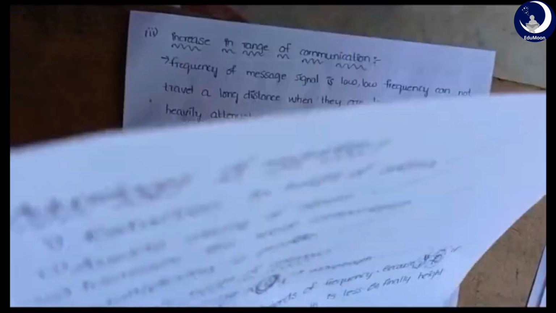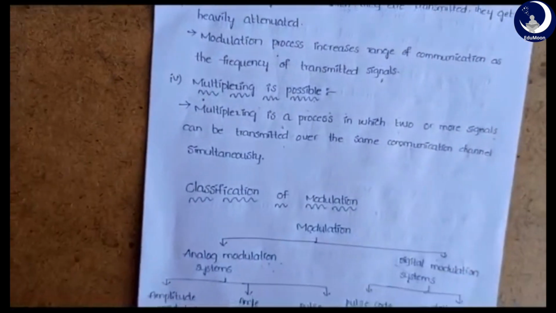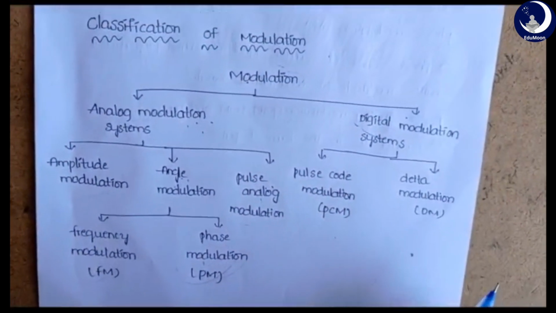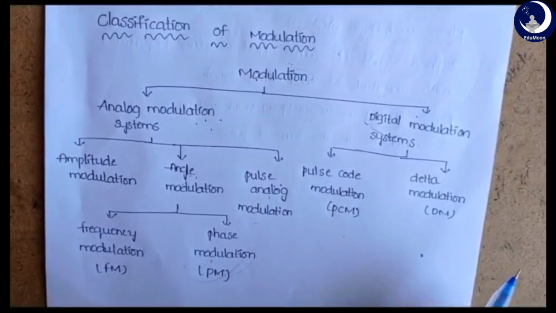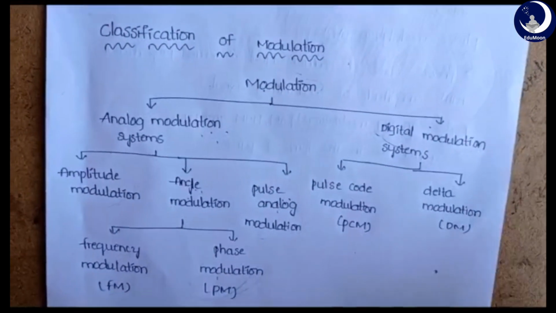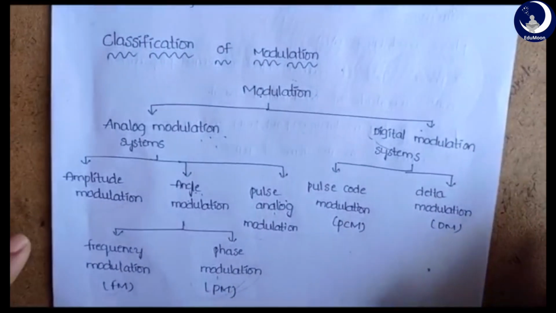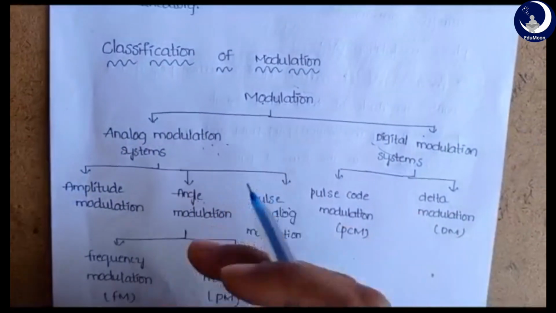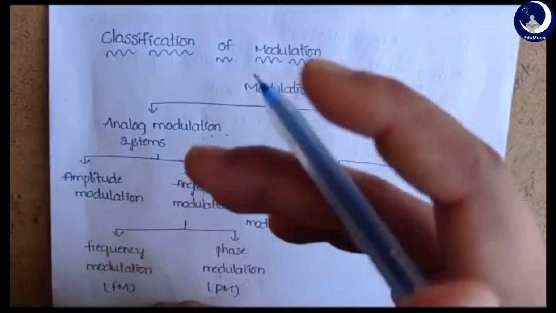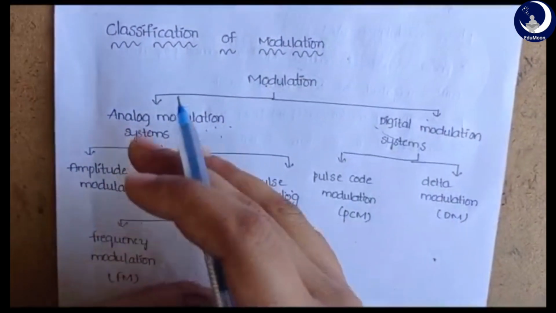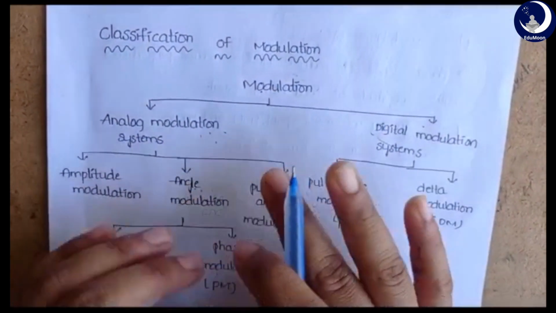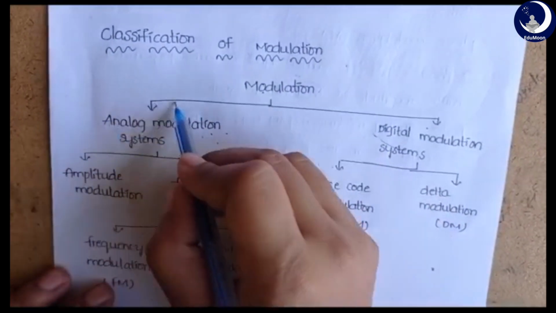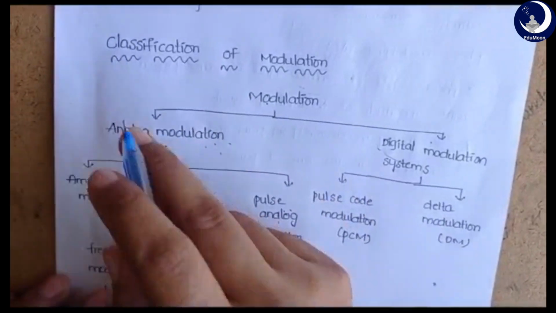Multiplexing is possible. So until now we know what modulation is and what the advantages of modulation are, and now let's know the classifications of modulation. Modulation means change in characteristics of the carrier signal, right? We have different carrier characteristics like amplitude, phase, and frequency. Based on how we are modulating the carrier, we have different types of modulations. Generally we have two systems, analog modulation and digital modulation.